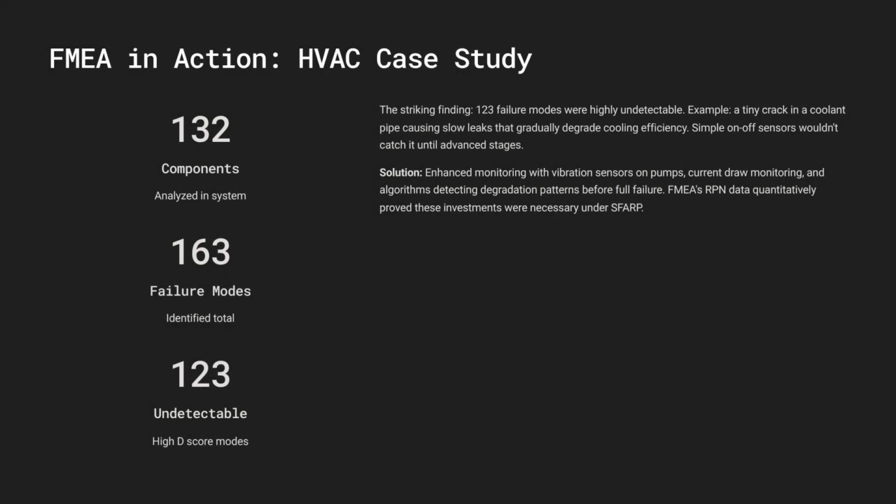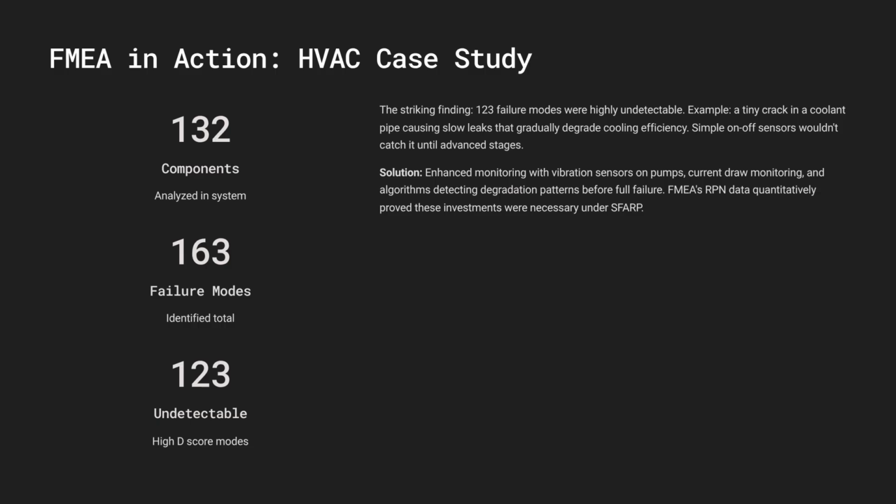Let's use that HVAC case study you mentioned. 132 components, 163 failure modes found. Right. And the really striking thing, the key finding, was that 123 of those failure modes, the vast majority, were flagged as highly undetectable. High D score. Wow. Like what kind of failure?